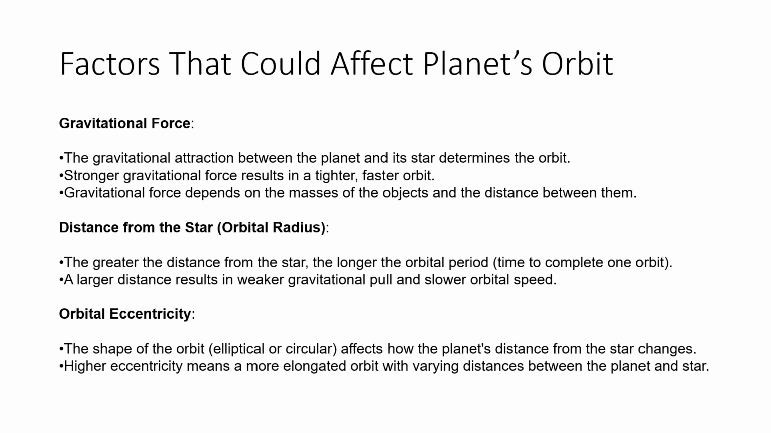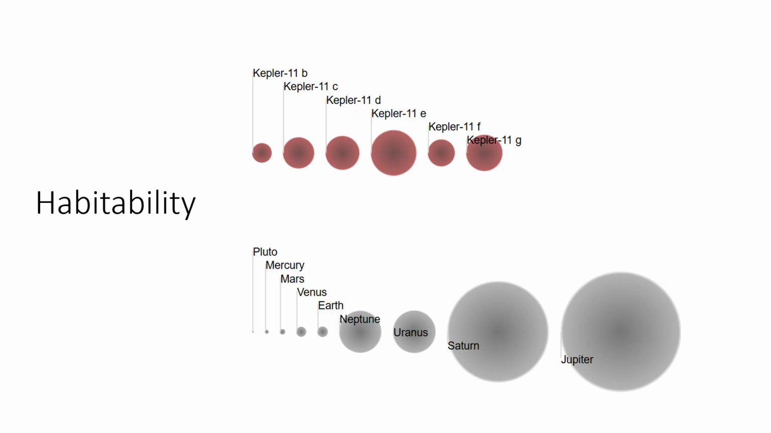And some factors that could affect a planet's orbit are obviously the gravitational force. Second, the distance of the planet from the star, because the star literally determines the amount of gravity that the planet receives, and that affects the orbit based on how close or far away the planet is. And the orbital eccentricity is also a factor, because the shape of the orbit affects how far the planet is from the star, and that also changes the orbit. So, yep.